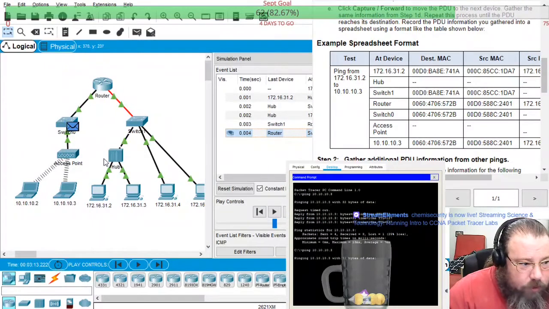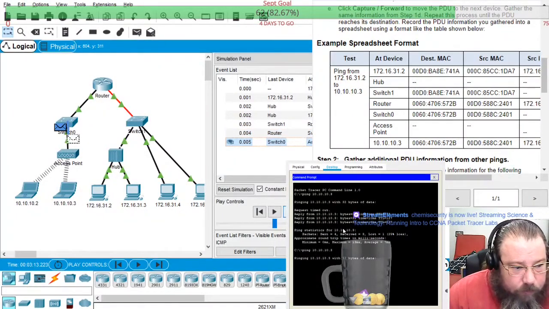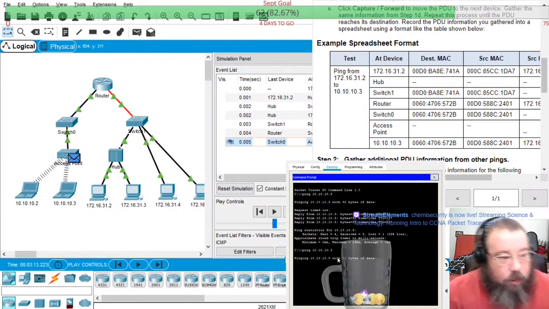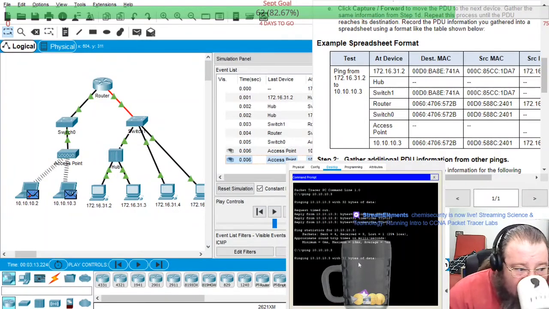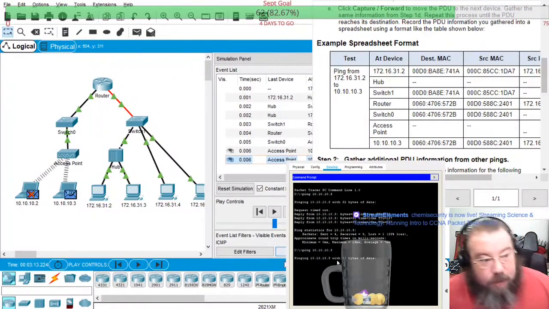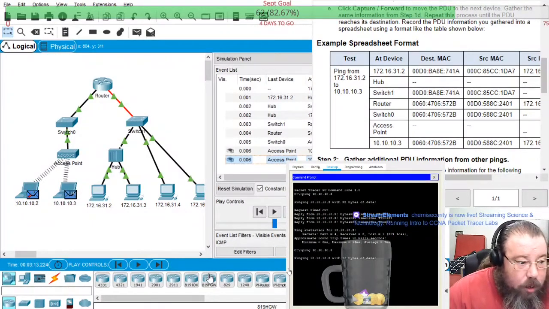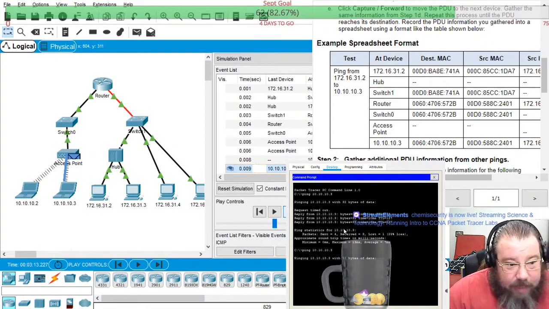It goes from router to switch 0. And at every one of these steps, take note of the IP header: source IP, destination IP, source MAC address, destination MAC address. And then it goes to the access point. And the access point sends it to both of the laptops. Dropped at .2, but processing at .3. And then the .3 processes it and sends it back to the access point.